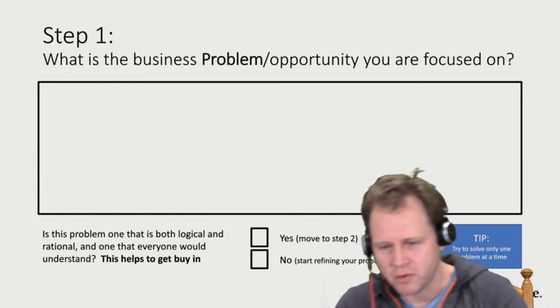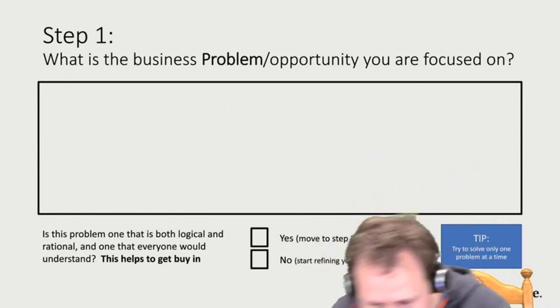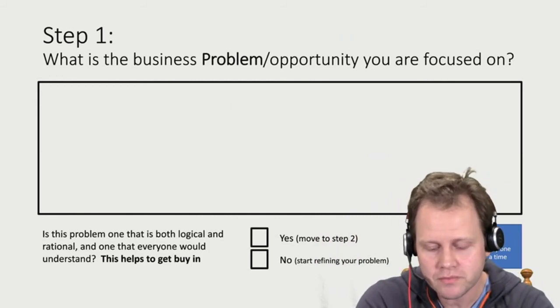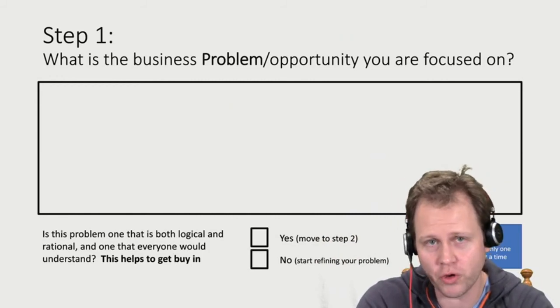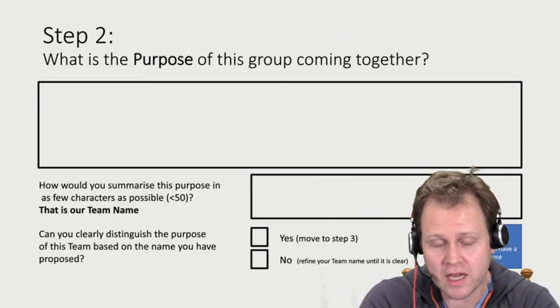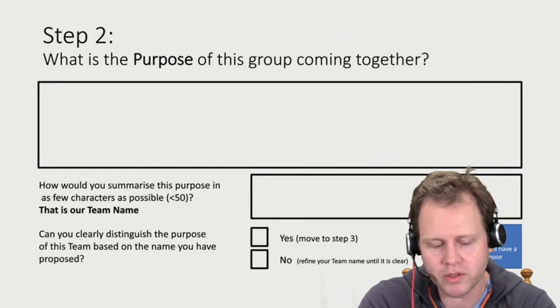And the tip that's behind my chair is we only want to try and solve one problem at a time with a team. If there's more than one problem, that's a good opportunity to break it into 2 different teams. Step 2, what is the purpose of the team coming together? Again, being really clear about why we're here and what we're trying to achieve.